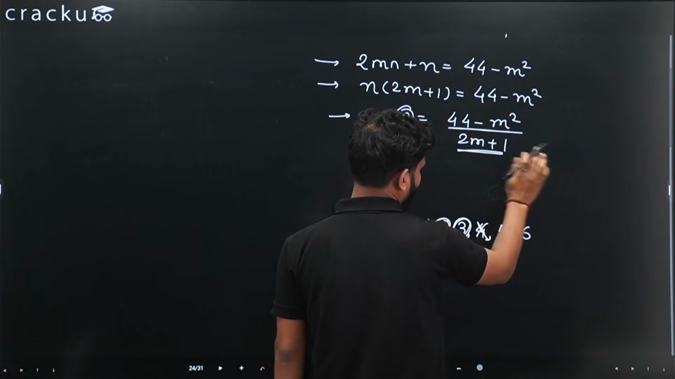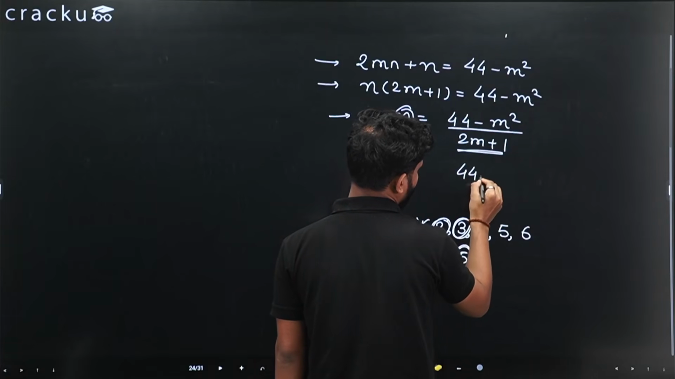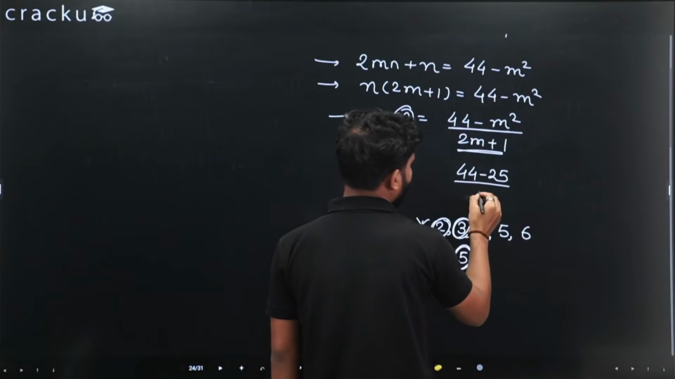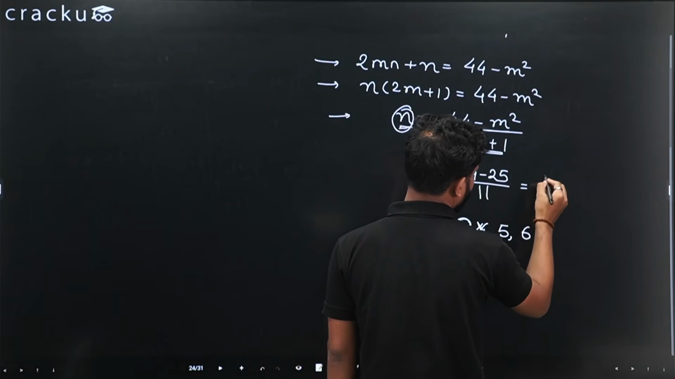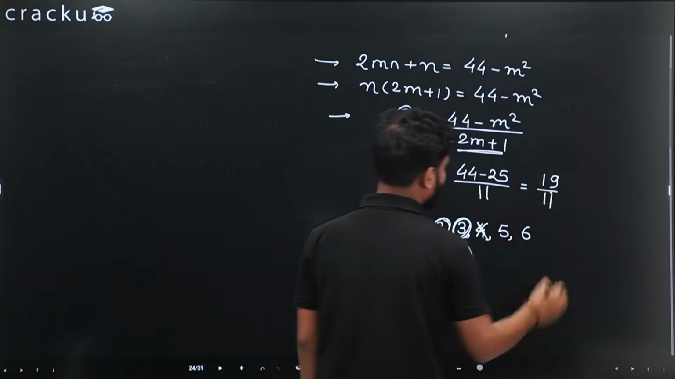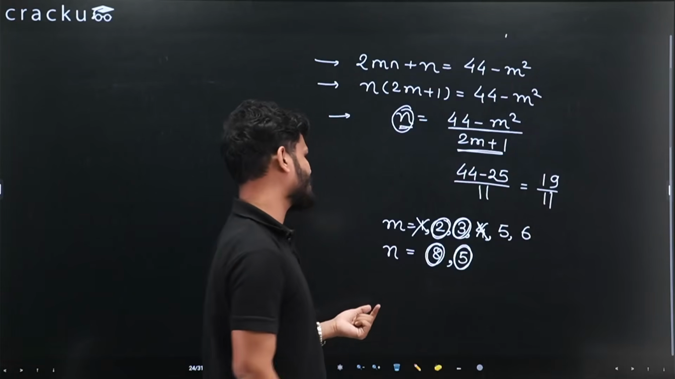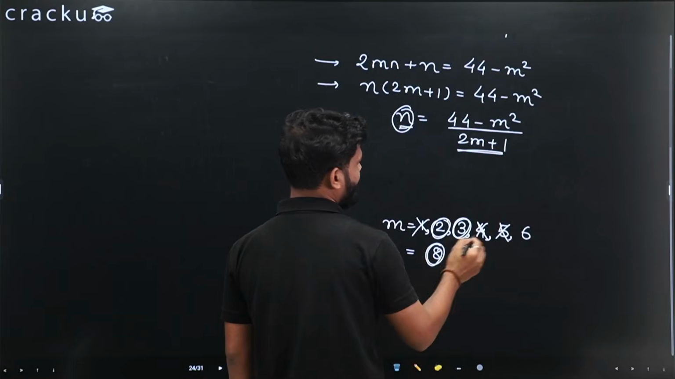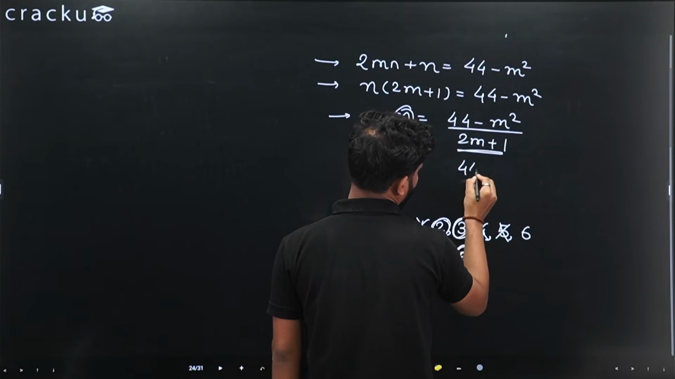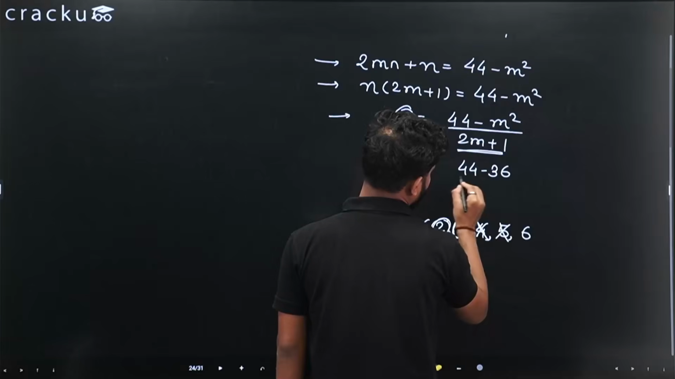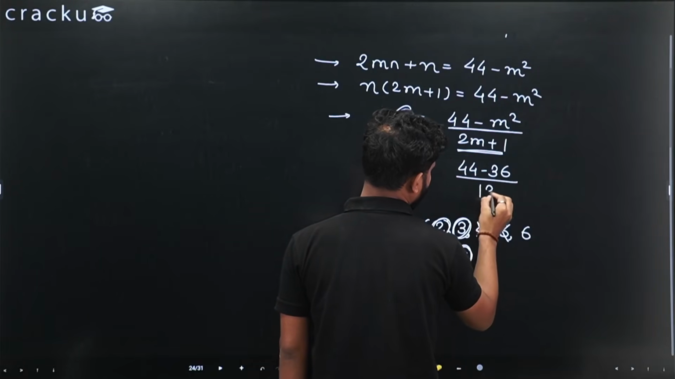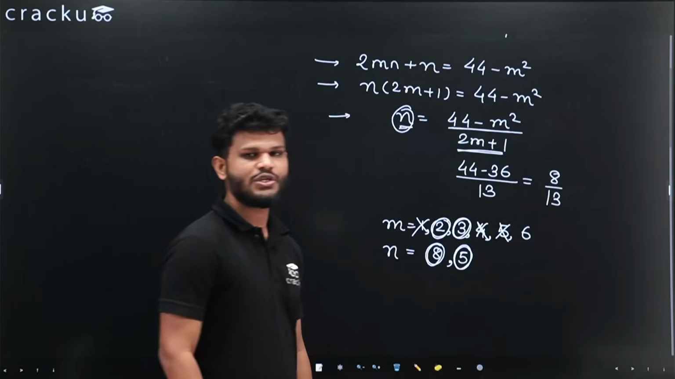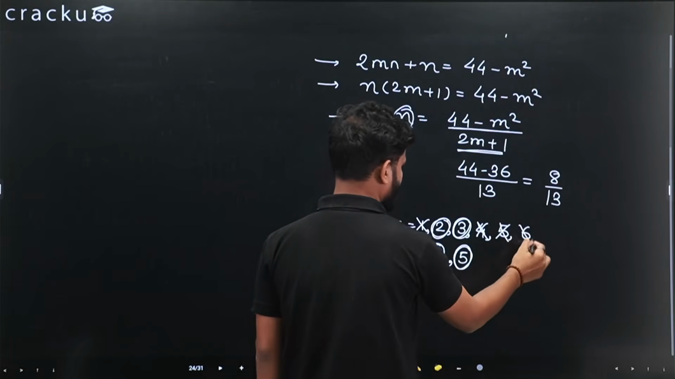Let us try for 5. So 44 minus 5 square, 44 minus 25, divided by 2 into 5, 10 plus 1, 11. This will be 19 by 11. Is 19 by 11 a positive integer? No. This is not a correct value. Then what do we have? We have 6. 44 minus 36 divided by 6 into 2, 12 plus 1, 13. This will be 8 by 13. Is 8 by 13 a positive integer? No. So this is also not a correct value.